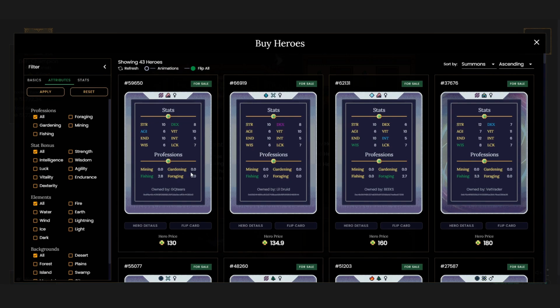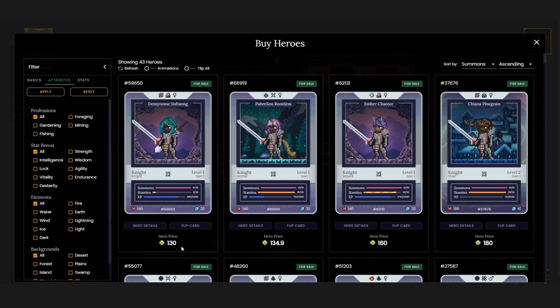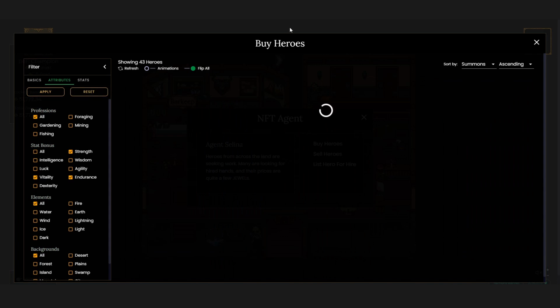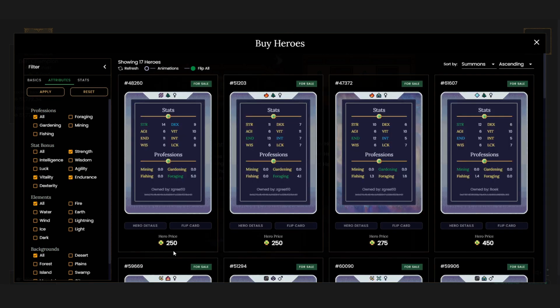Let's first pay attention to the floor prices here. This is between 130 jewel to 180 jewel, and none of these have the important stat boosts, right? So let's now filter for those boosts that we are looking at: strength, endurance, and vitality. And as you can see, the price range is a lot higher, right? We are going from 250 jewel to 450 jewel. This is partially because these are the important stat boosts that are relevant to the knight. So this is the combat value component that gives value to a knight.